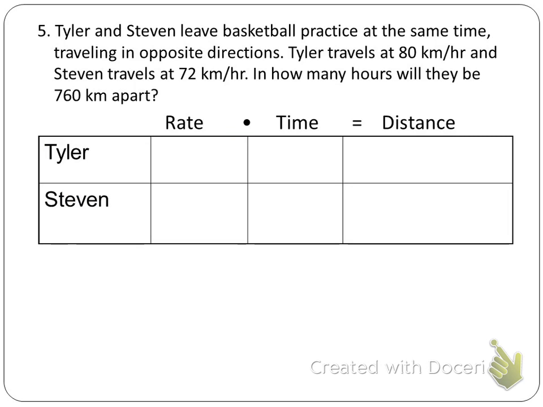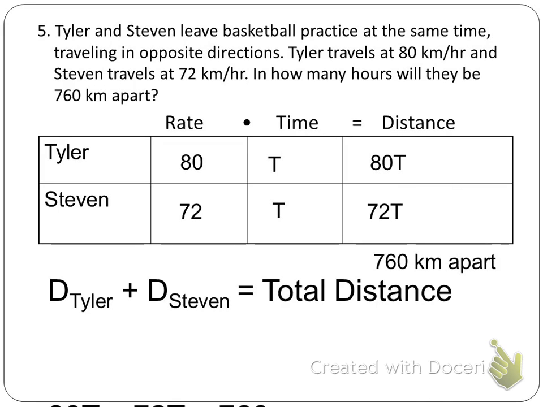All right, let's get our chart going. Tyler is traveling at what rate? 80. Steven is traveling at what rate? 72. They start at the same time, right? So however long they travel is going to be the same for both of them. No one got a head start. So T and T. The distance for Tyler is just 80 kilometers times however long it takes. The distance for Steven is 72 kilometers times however long it takes. And once again, we need to add those to be 760.